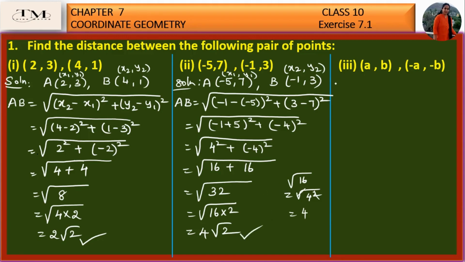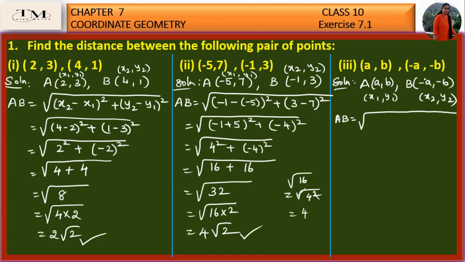Okay children, moving on to the third part. Here capital A is small a comma b and capital B is minus a comma minus b. So this is x1, y1 and this is x2, y2. We have to find the distance between A and B. So AB is equal to x2 minus x1, so minus a whole square plus y2. What is y2? It is minus b, minus y1 which is b, whole square.